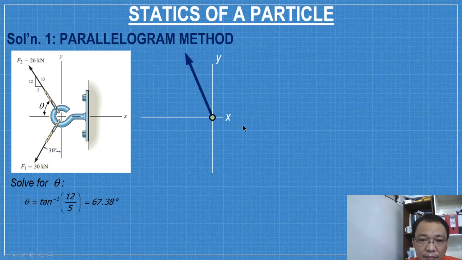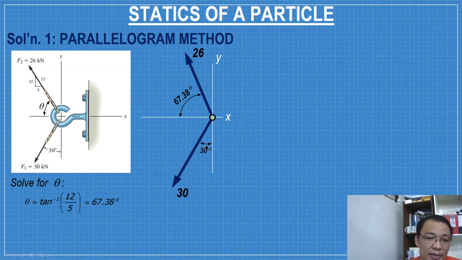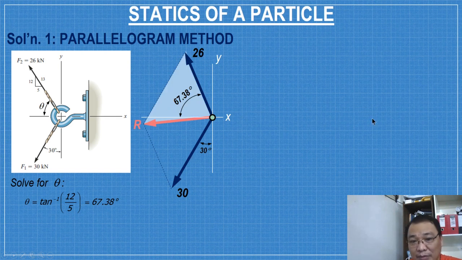Okay, let's plot. F2 has theta of 67.38, and then we have F1 at an angle of 30 degrees. So construct a parallelogram, and the diagonal, which also passes through the origin, is the resultant. That's R. It is the same style as the parallelogram law in the previous video. We analyze one triangle, since they are identical, and then isolate it.